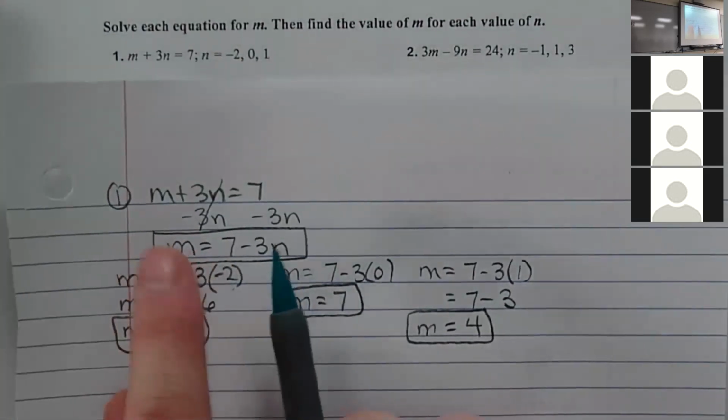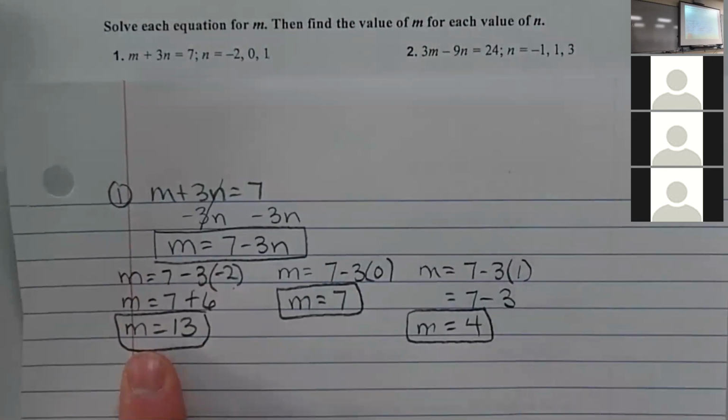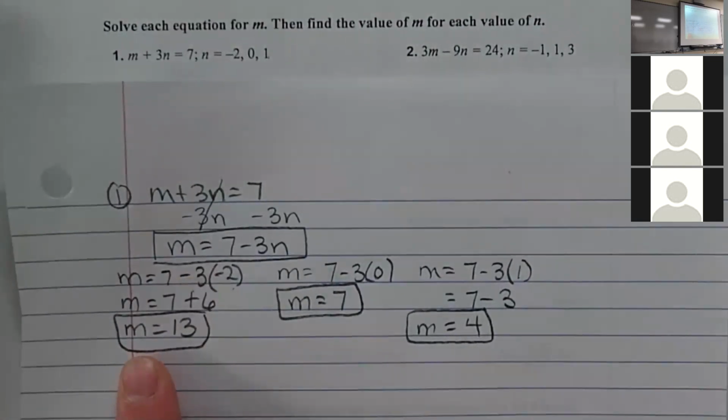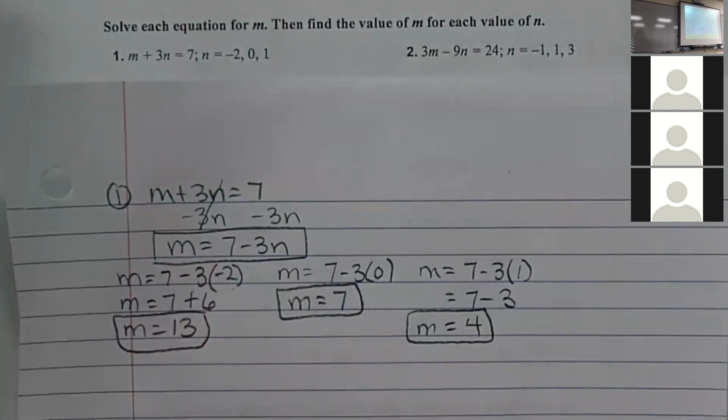You have the actual what m is, then you put in the first number, second number, and then their third number. It's a lot of work. You can just leave it on your paper. You have to write all this, yes. That is the whole goal. Number 2.